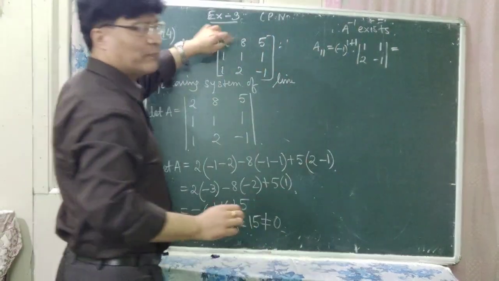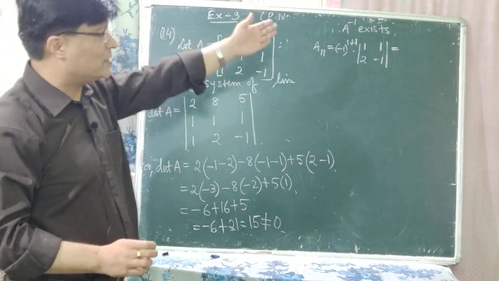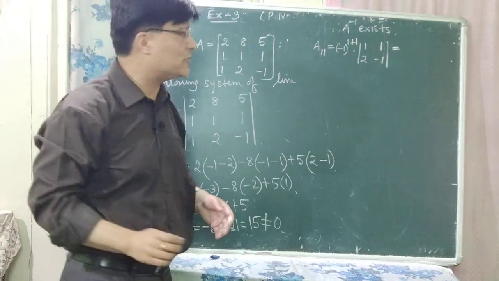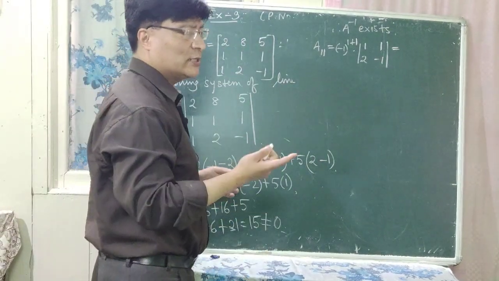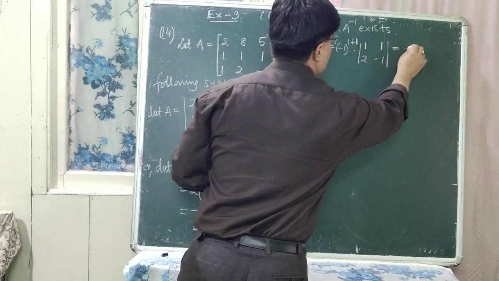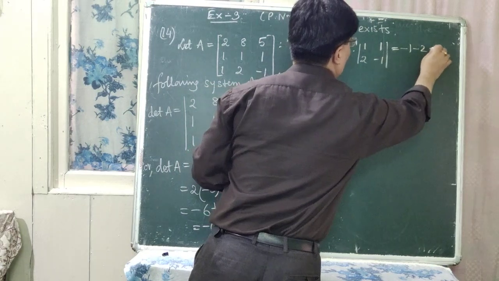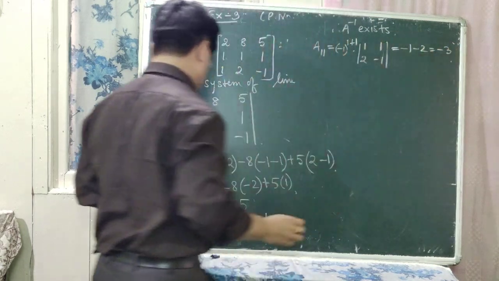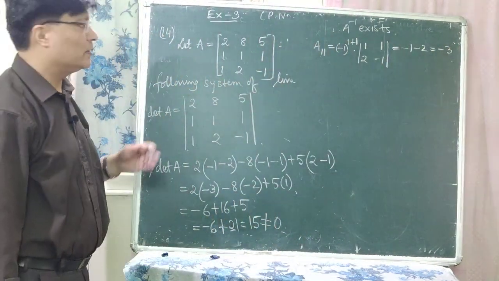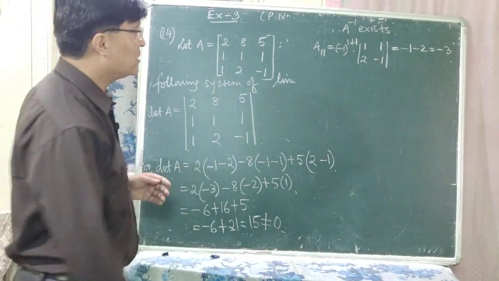Which is equal to, now we can simplify it, you can expand it. This is the second order determinant, right? What is (-1) squared? It is plus 1. So 1 into minus 1 is minus 1, then minus 2, which is equal to minus 3. So I think I have understood it.